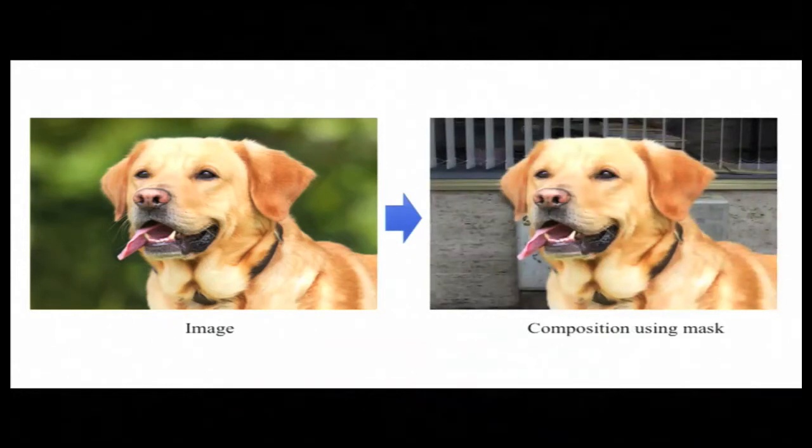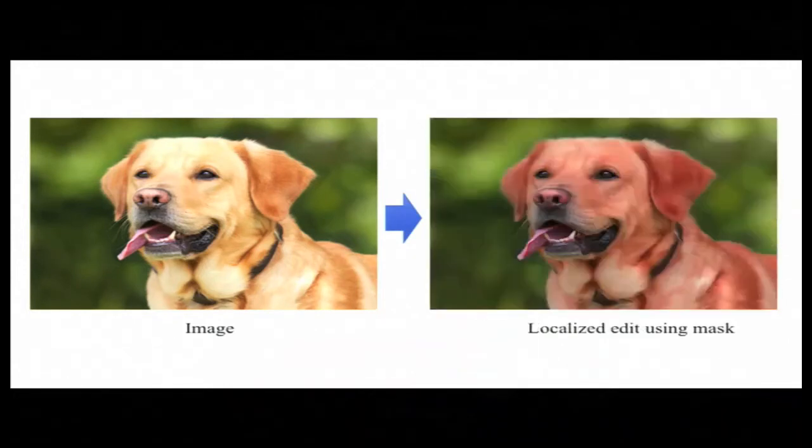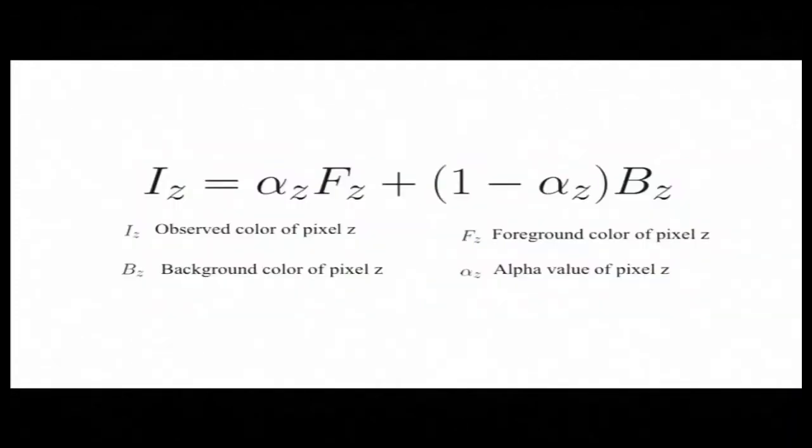For example, we can composite the object onto a different background. We can also recover the object. This is how the image matting problem is formulated. Each observed pixel is a linear combination of foreground colors and background colors. For each observed pixel, we have three values: red, green, and blue, so there are three equations. However, we have seven unknowns. Therefore, the problem is highly under-constrained.